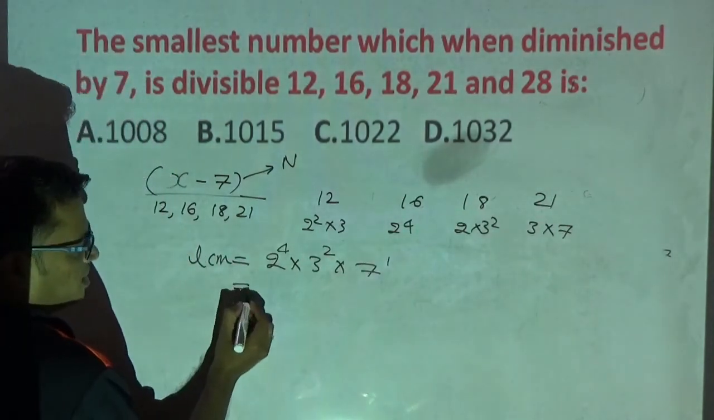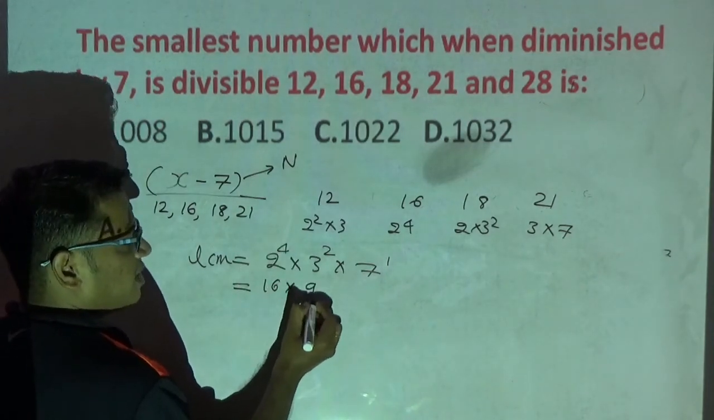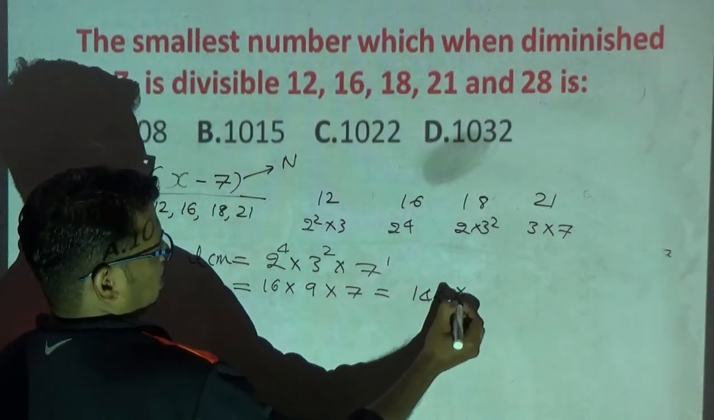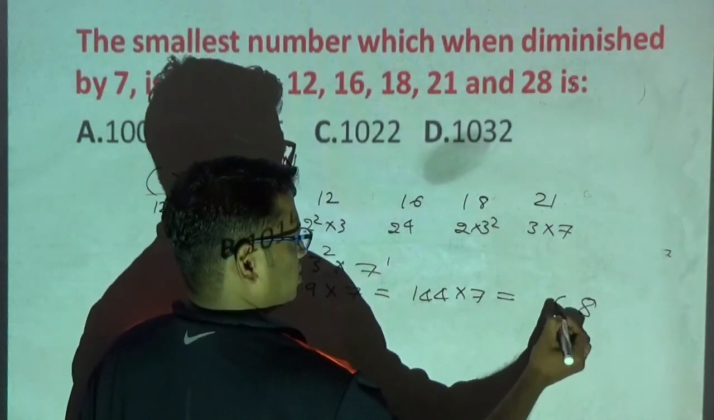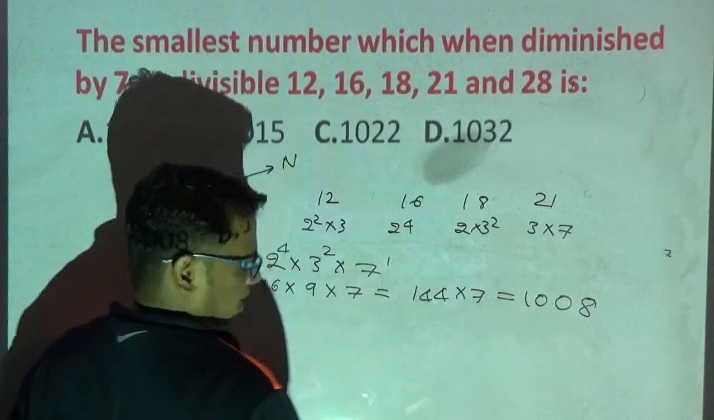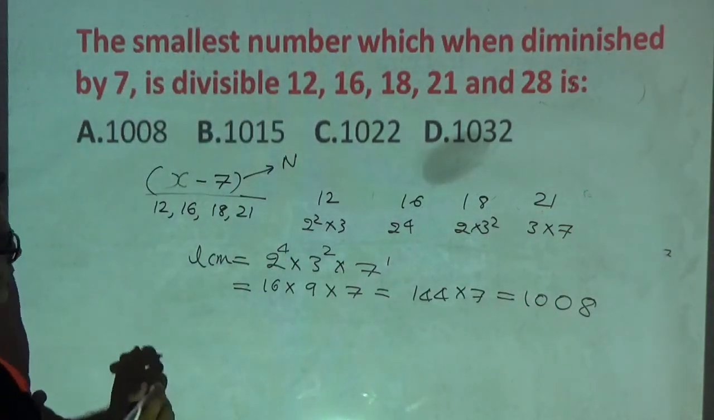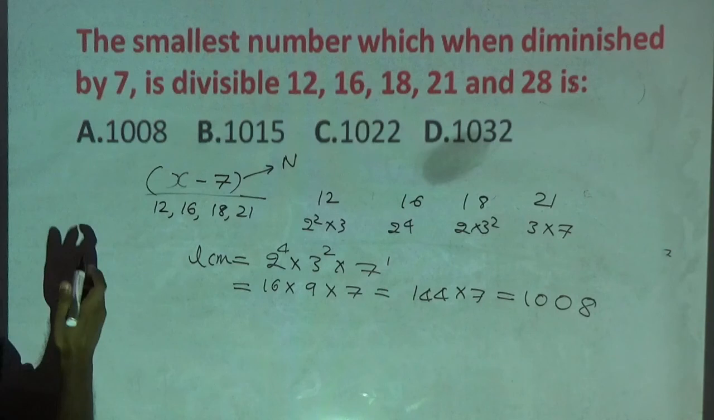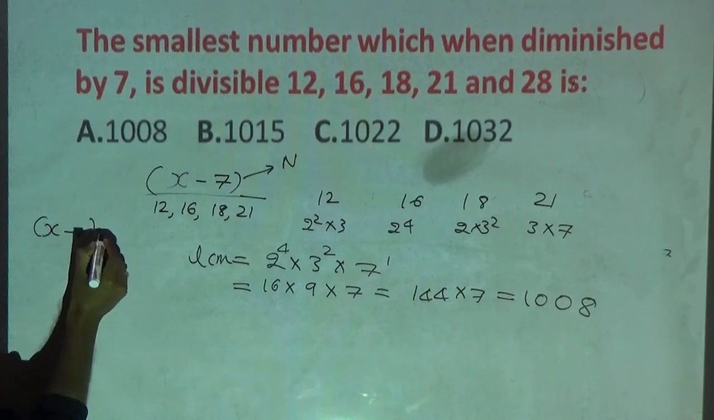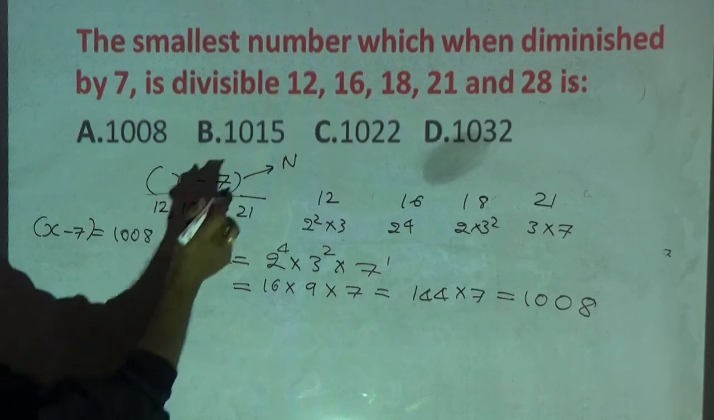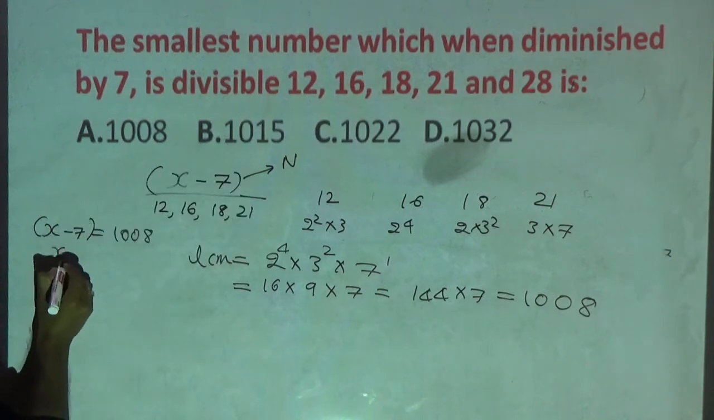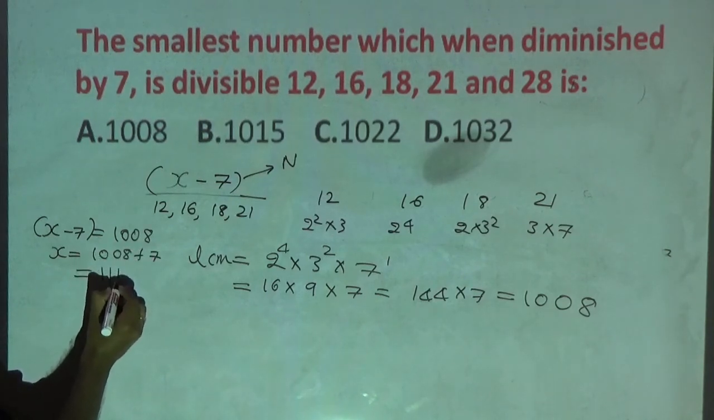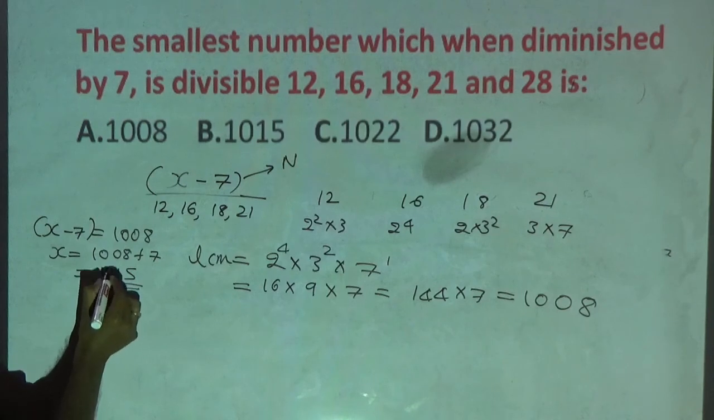Now my LCM is 2 power 4, which is 16, into 3 square, which is 9, into 7. 16 9s are 144, into 7 is 1008. So now what I got is x minus 7 equals 1008. But I want n, that means I want x. So x is 1008 plus 7, that will be 1015.